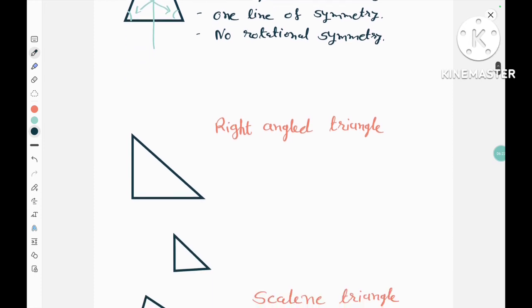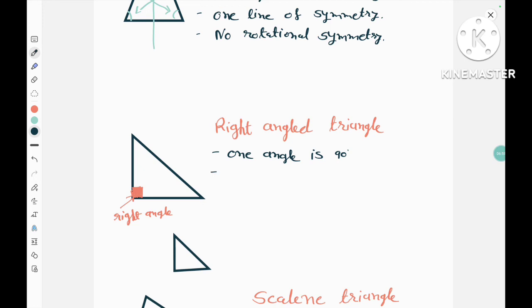Let's move on to the right angle triangle. The big thing about a right angle triangle is that it has one angle that is a right angle. This is the right angle, and it is shown by a square like this. This angle is a right angle, and a right angle is a 90-degree angle, as I hope you all know. So one angle is 90 degrees. That is one property of the right angle triangle.